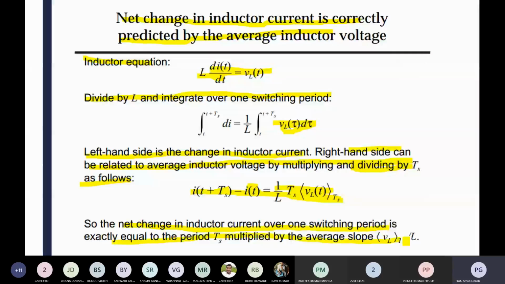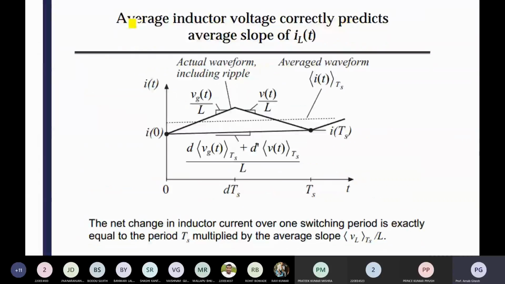So you can see that one slope is there. Ts is multiplied with the average slope. So what is your average slope? The expression of VL is: VL equal to Vg into dTs plus Vt into d dash Ts, the whole divided by Ts, into 1 by L. So that is the convention. Exactly that value is multiplied with your average slope, the average inductor voltage, so you correctly predict the average slope of IL(t).